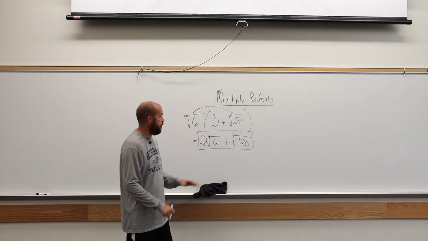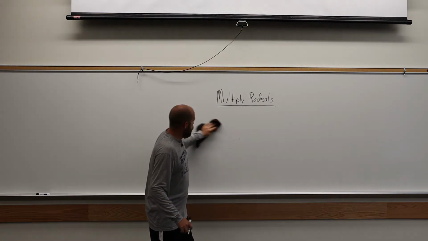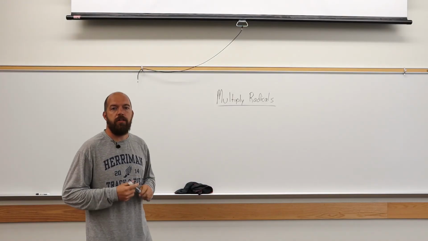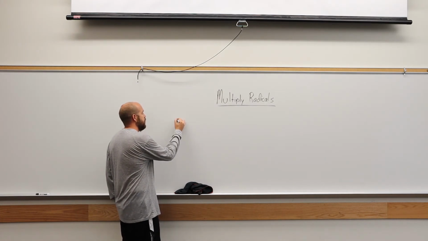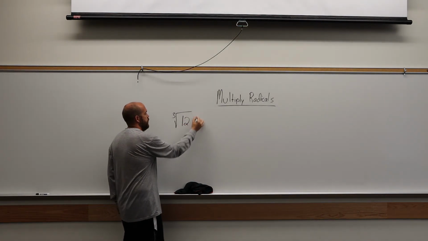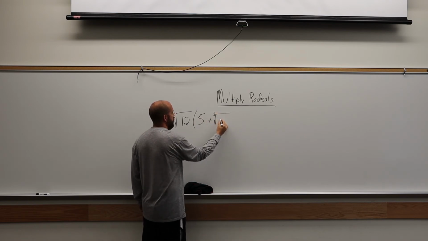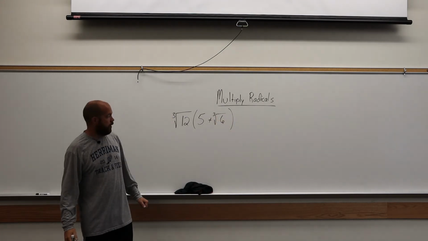Okay, just multiplying radicals together. Let's do one more just for fun in a very nerdy kind of way. Let's try one more here. Let's go with the cubed root of 12 times parenthesis 5 plus the cubed root of 6. Yeah, that's good. All right, so I start here.